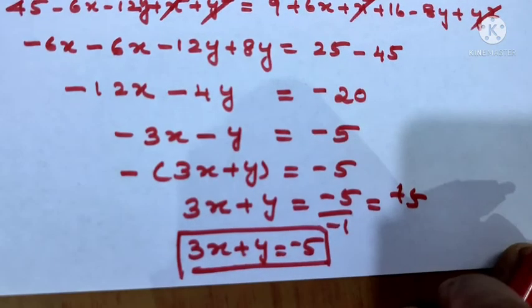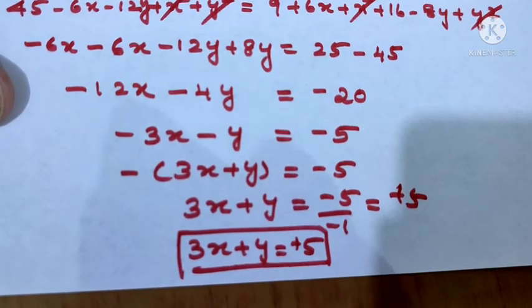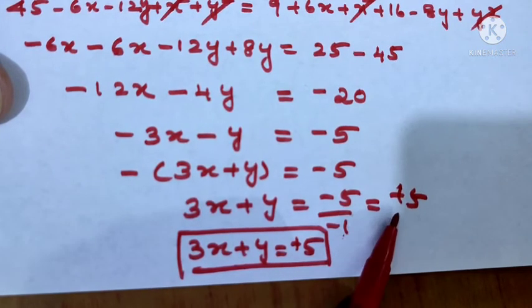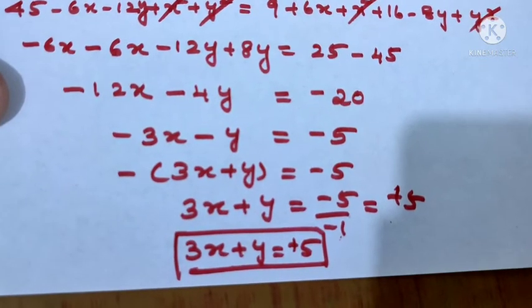3x plus y equal to plus 5, which is the required condition. I have not written it here, but it is correct. Minus 5 by minus 1 is plus 5 only. So 3x plus y equal to 5. Similarly we will do other sums, then you will come to know more.